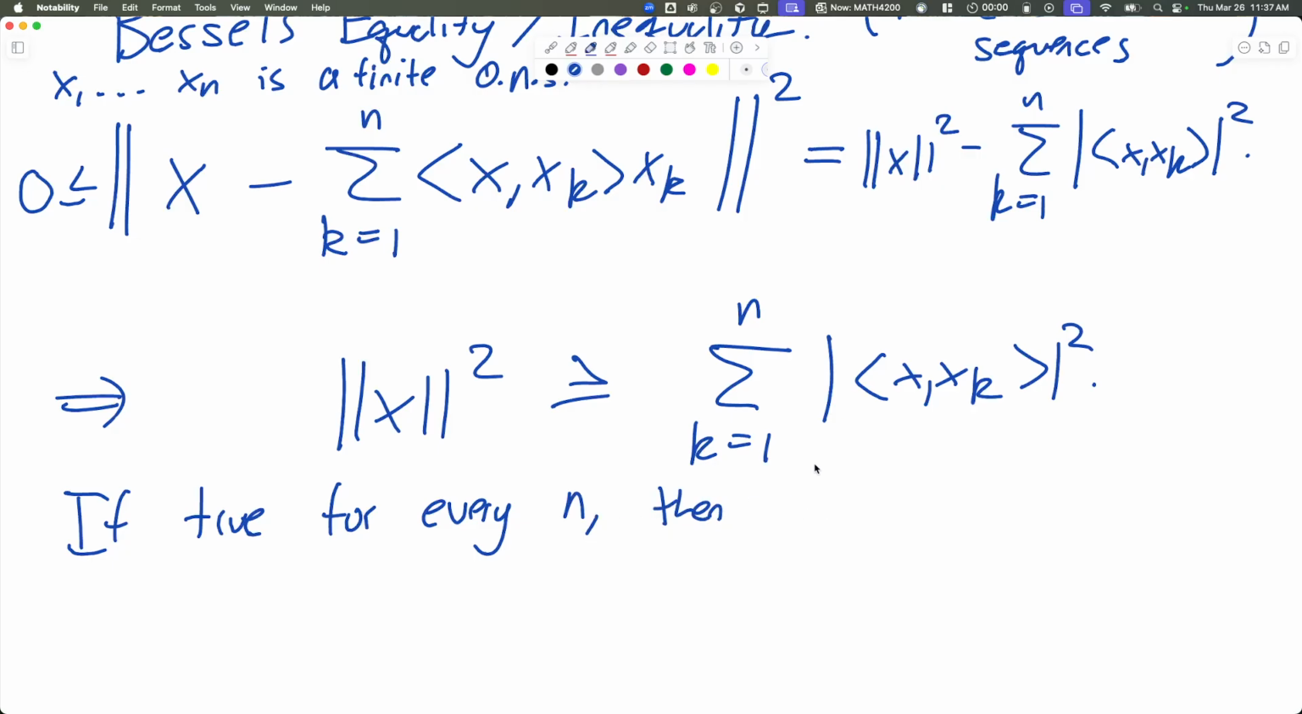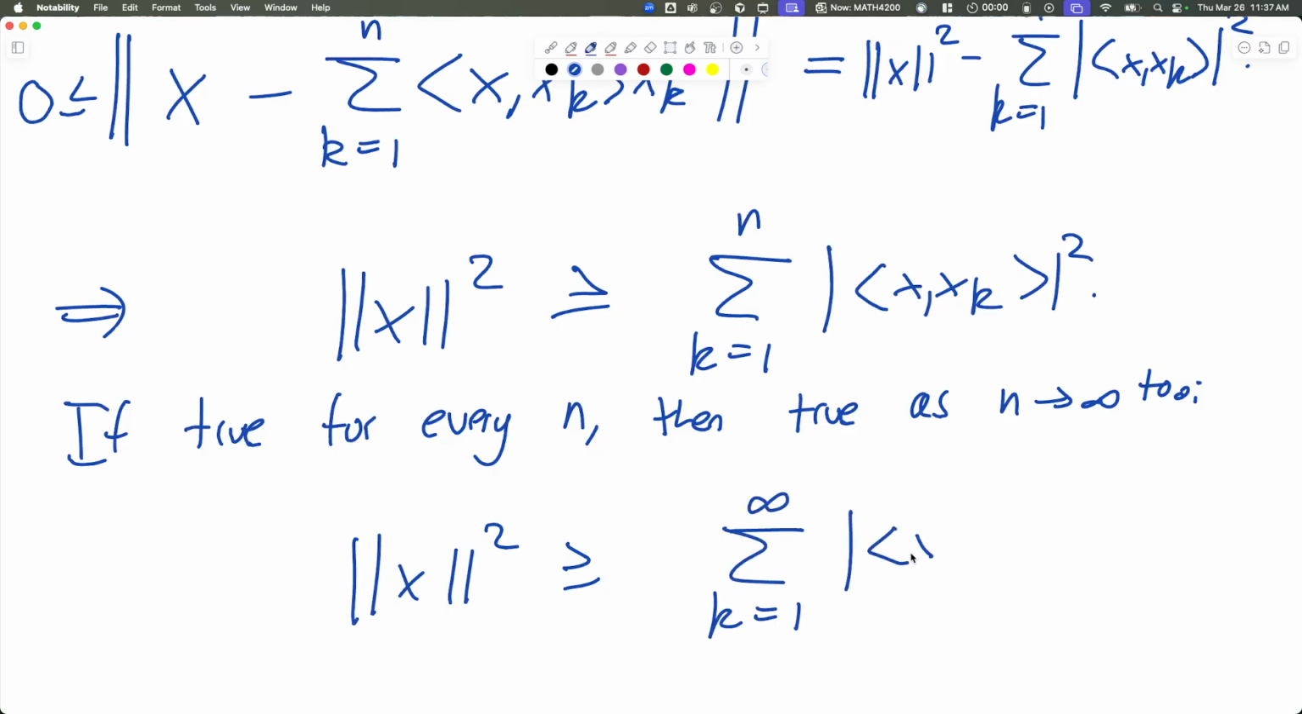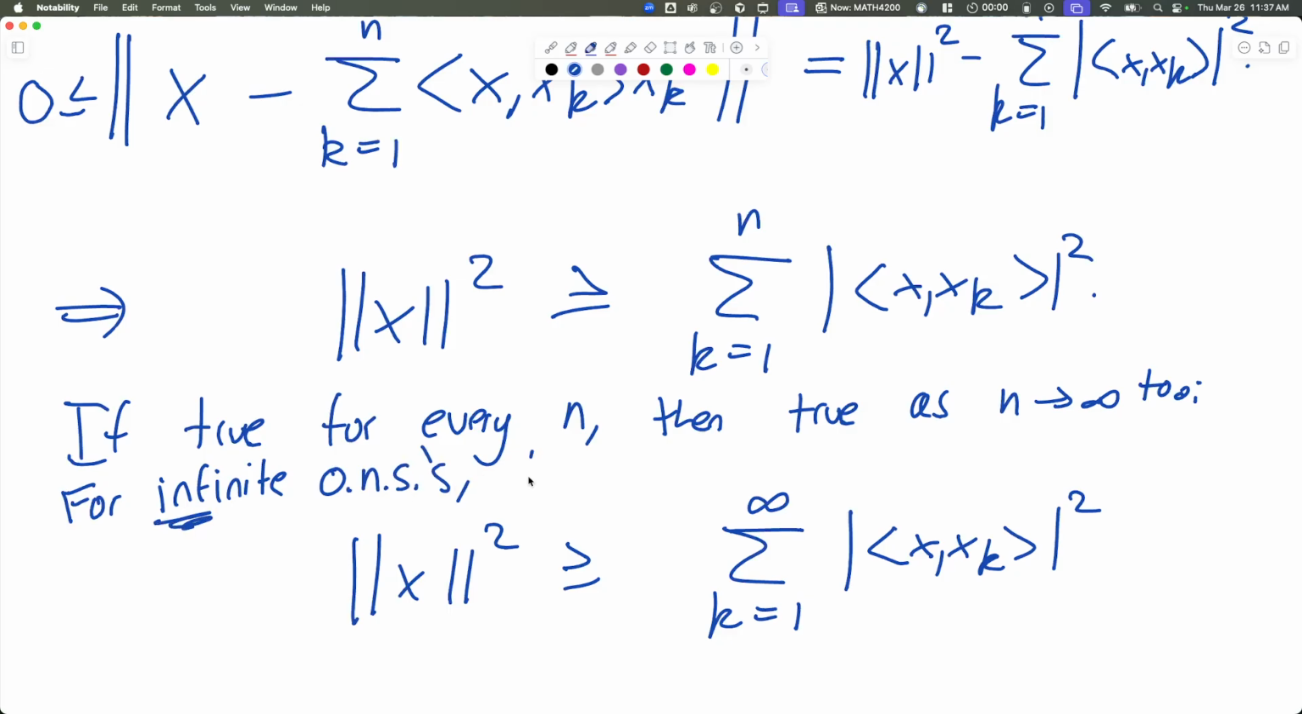And so if it's true for every n, then it's true in the limit. That's because the right-hand side is getting bigger and bigger and bigger. So if it's true for every single one, it's also true in the limit, as n goes to infinity too. And so we have the norm of x squared is greater than or equal to the infinite sum from k equals 1 to infinity of xk squared. So now we have an infinite sequence. So for infinite orthonormal sequences, we have this.